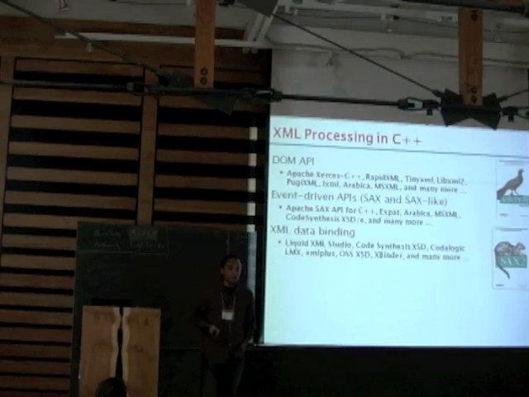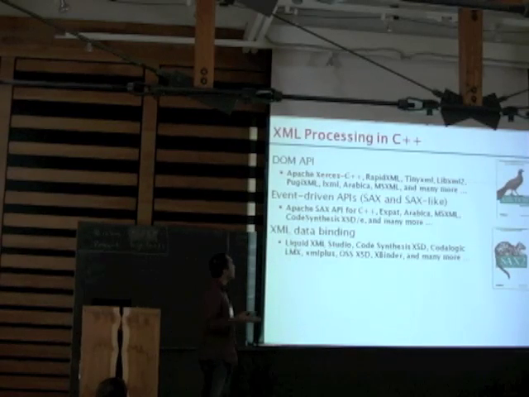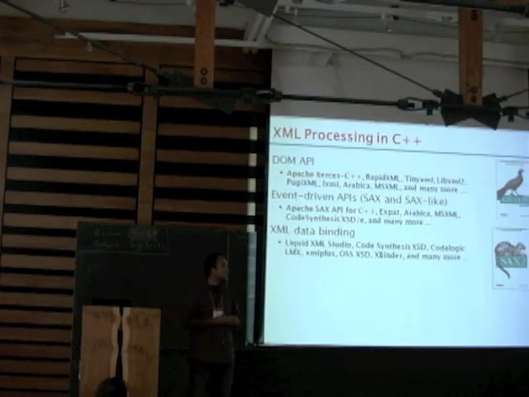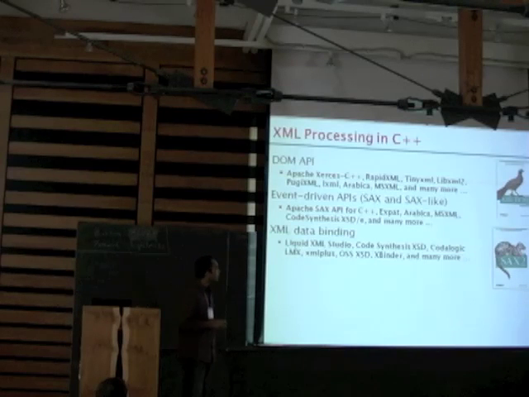So what do we have in C++ today? We have DOM API libraries, and event-driven API libraries like SAX. I mean, they are modeled after SAX, which is quite famous in Java. And then we have XML data binding. You generate classes from your schema, and that's what I will be talking about for most of the talk today.